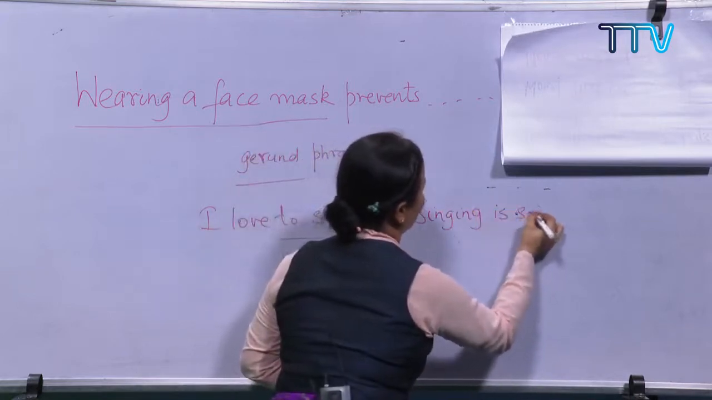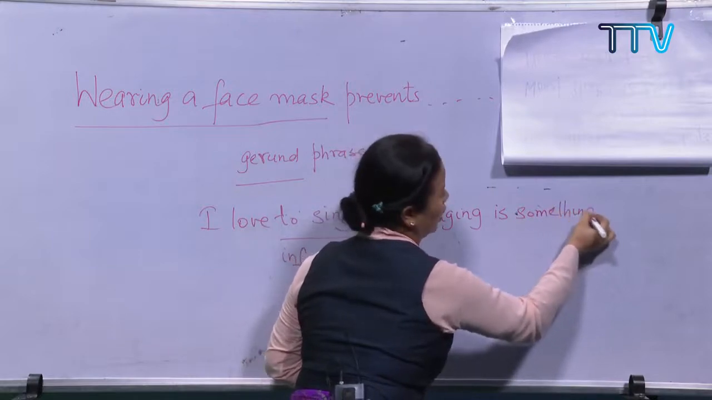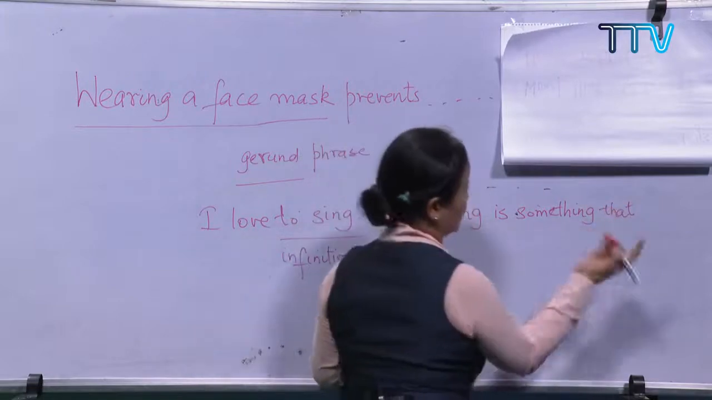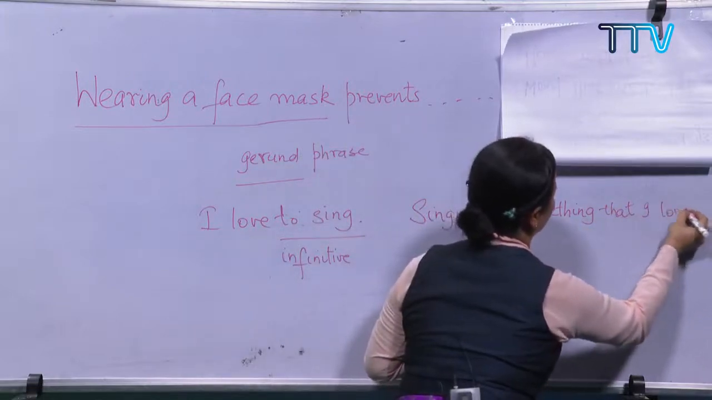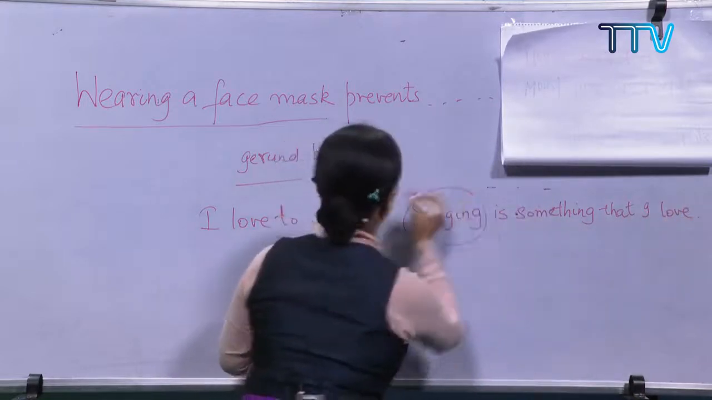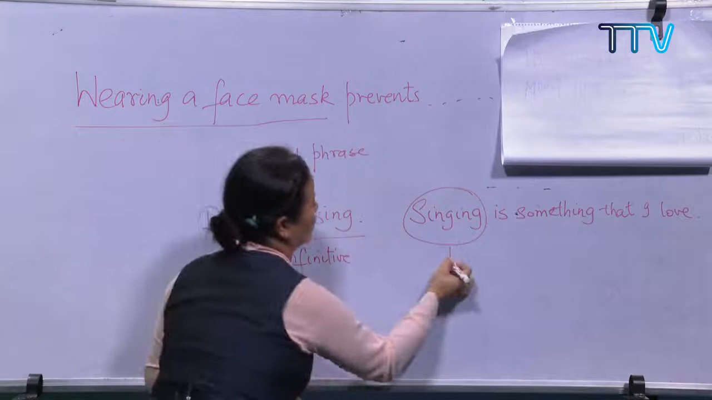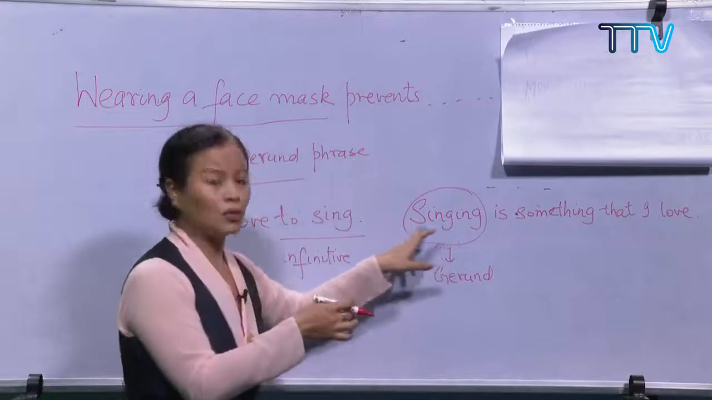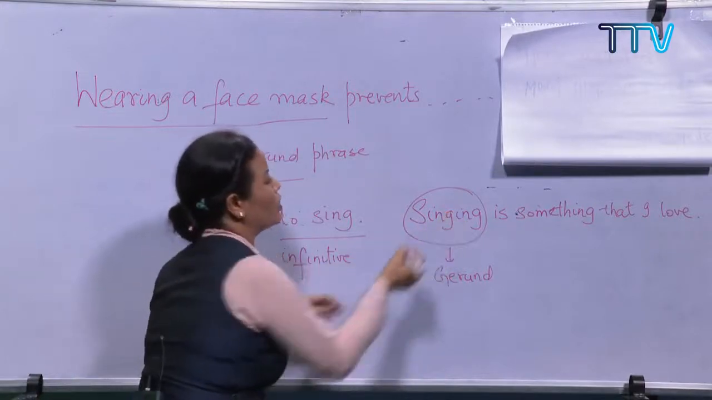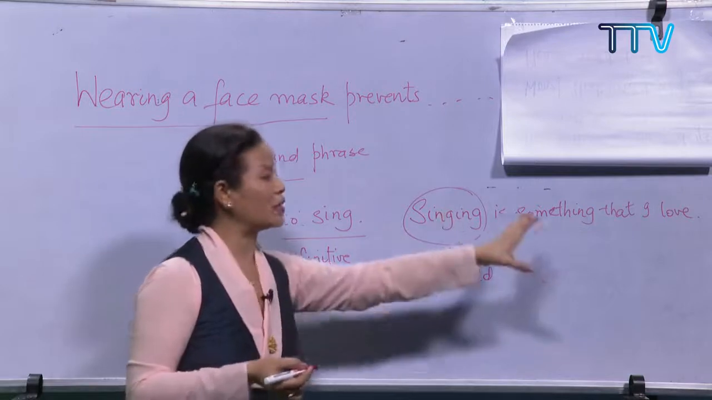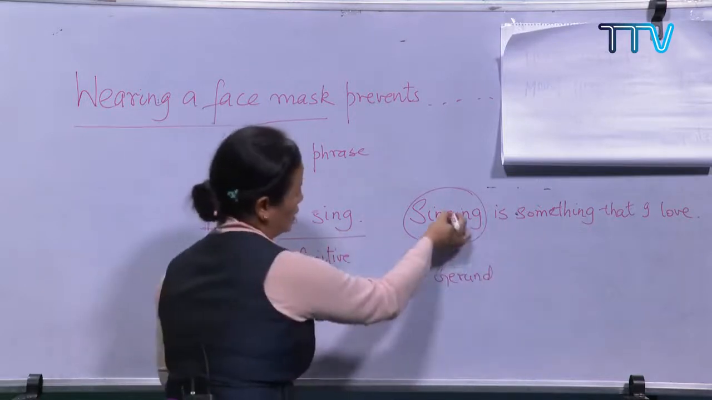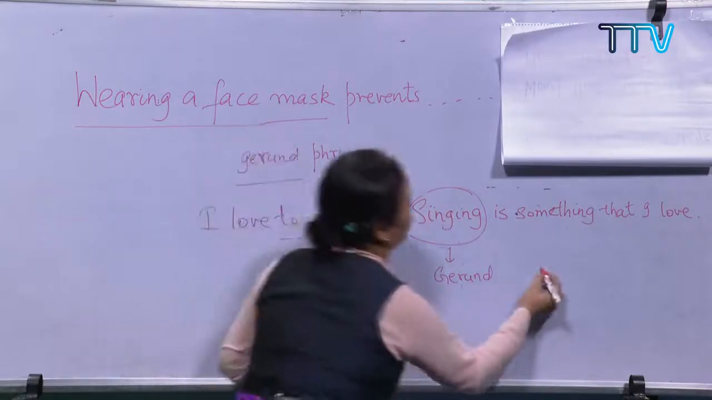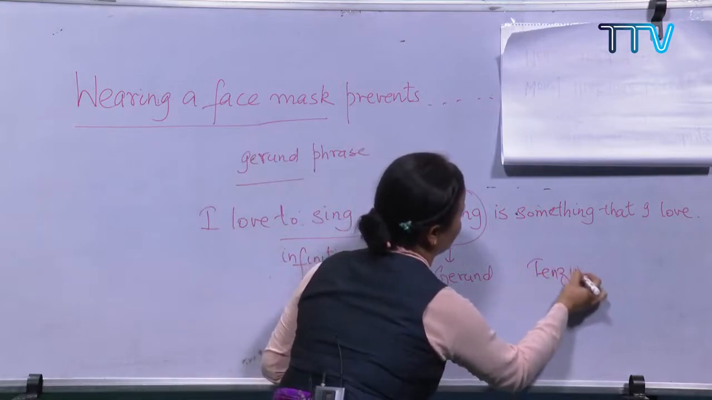Singing is something that I love, or singing is my hobby, or I love singing, right? Something that I love. So here the word singing is a gerund. This is an activity. It looks like a verb, but it's actually performing the function of a noun, right? Singing is something that I love, or singing is my hobby, you can say. Or if I change the same thing in another way, Tenzin is singing.